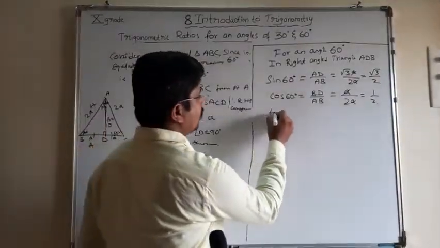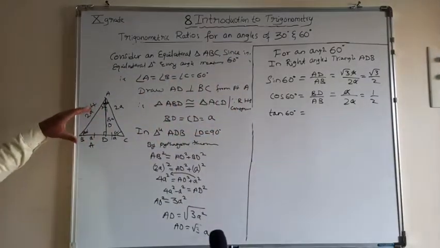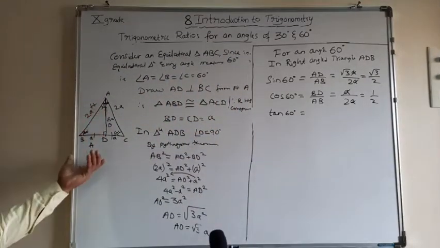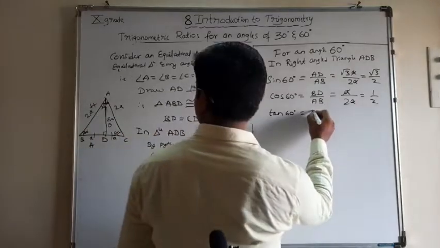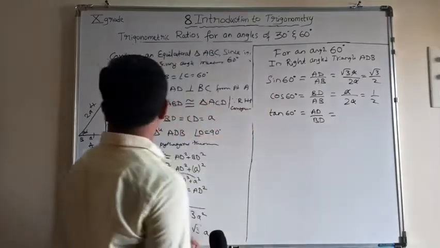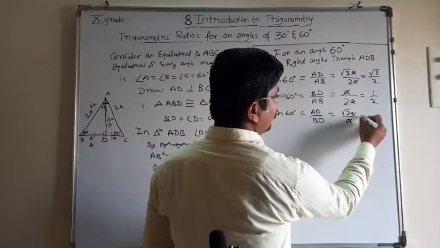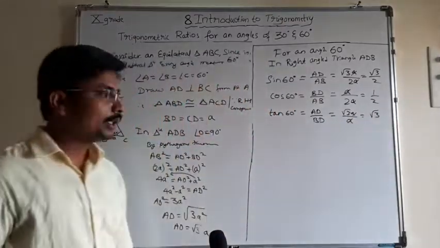Tan 60 degree is opposite side divided by adjacent side, that is AD divided by BD, which is equal to root 3a divided by a. The a will get cancelled, we are left with root 3.